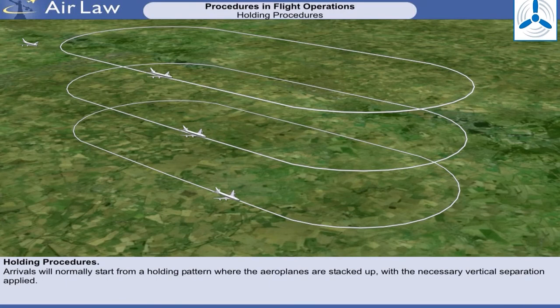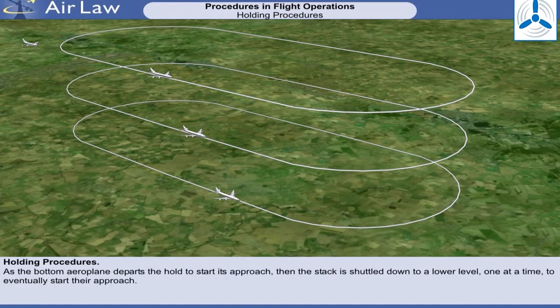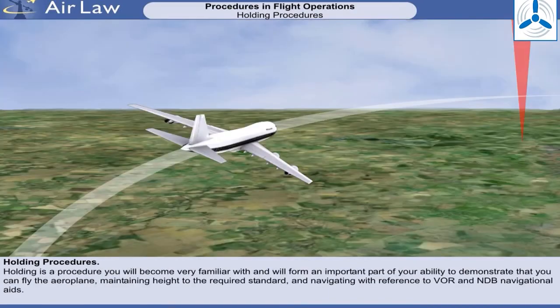The majority of arrivals will start from a holding pattern where the aeroplanes are stacked up, with the necessary vertical separation applied. As the bottom aeroplane departs the hold to start its approach, the stack is shuttled down to a lower level, one at a time, to eventually start their approach. Holding is a procedure you will become very familiar with, and will form an important part of your ability to demonstrate that you can fly the aeroplane, maintaining height to the required standard, and navigating with reference to VOR and NDB navigational aids.